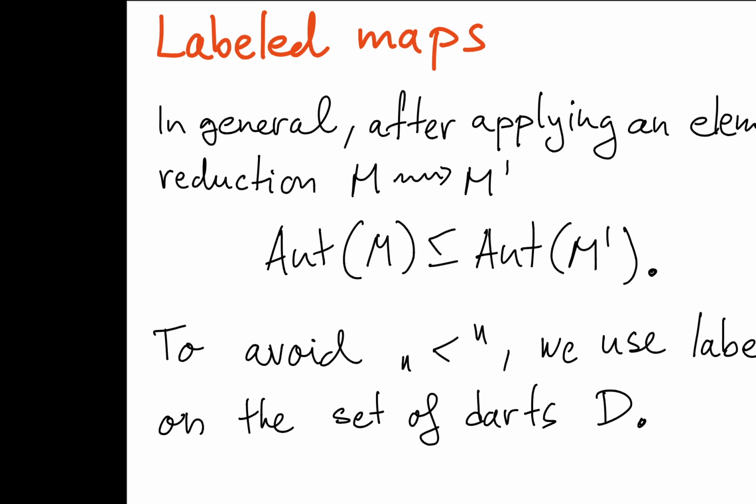So here is just a technical note. We'll be actually applying some reductions, and we will be in fact considering labeled maps. So we need to label the darts to preserve the symmetry, because if we do some reduction, it can happen that the automorphism group will be larger, because we can create some automorphisms, but we have to fix this by labeling. I will not speak about this anymore, but it's just a technical note to keep in mind that we are in fact working with labeled maps.